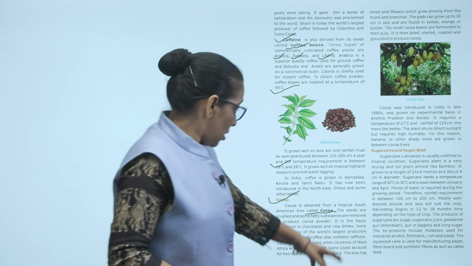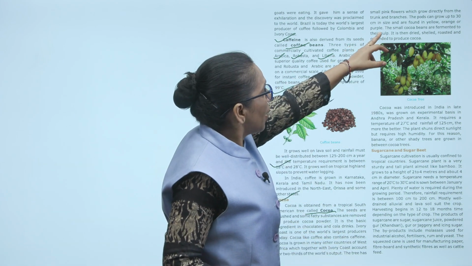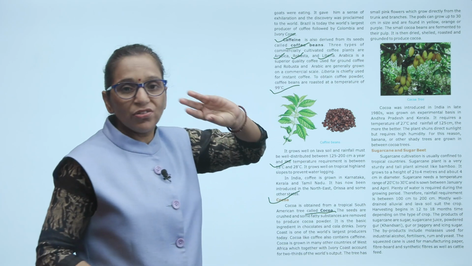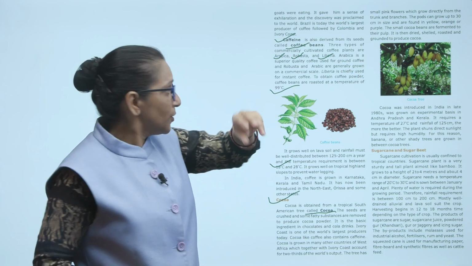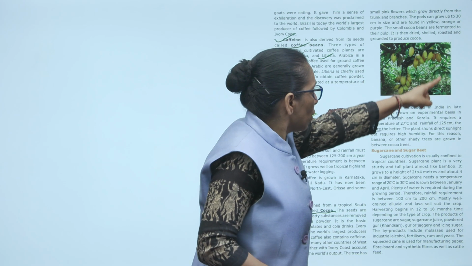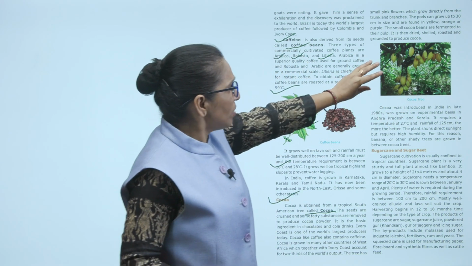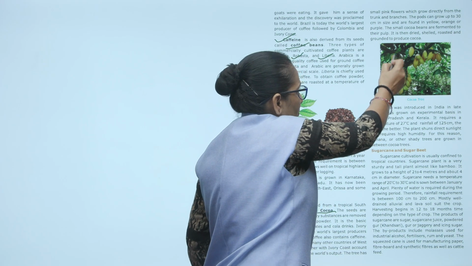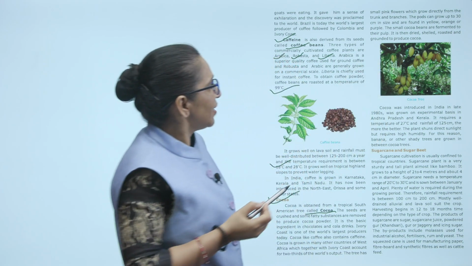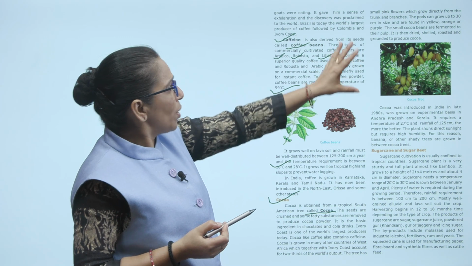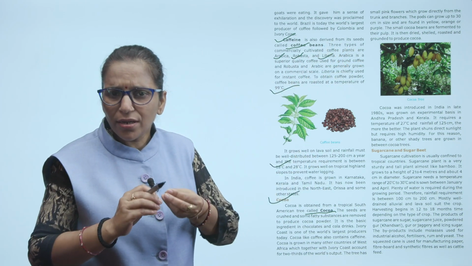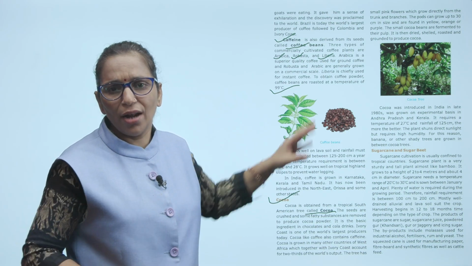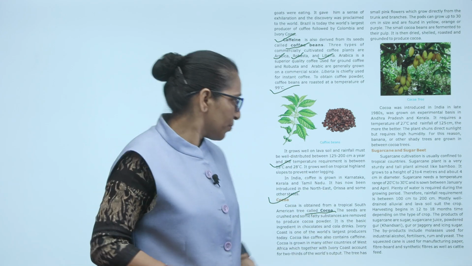The tree has small pink flowers which grow directly from the trunk and branches. You can see the picture of the cocoa tree. The pods can grow up to 30 centimeters in size and are found in yellow, orange and purple color. Small cocoa beans are fermented in their pulp. It is then dried, shelled, roasted and ground to produce cocoa.